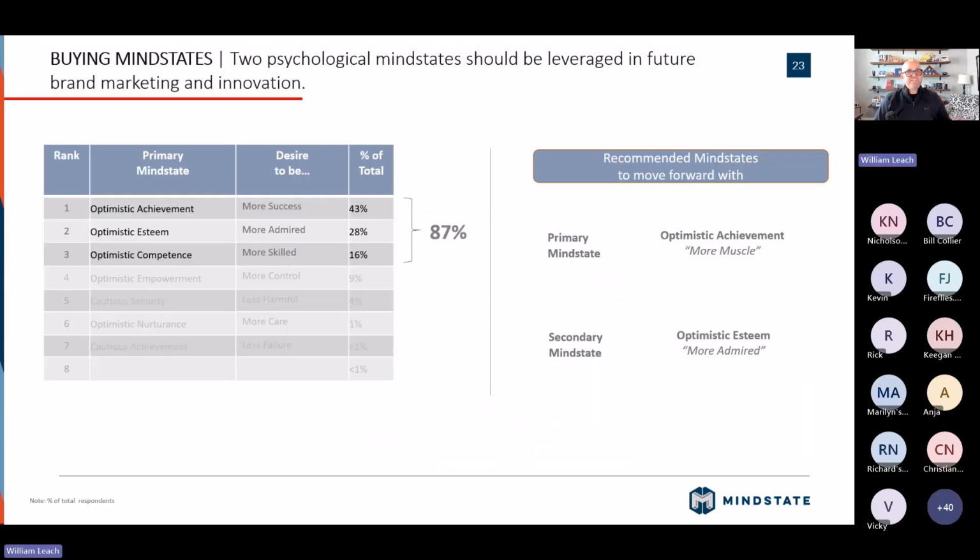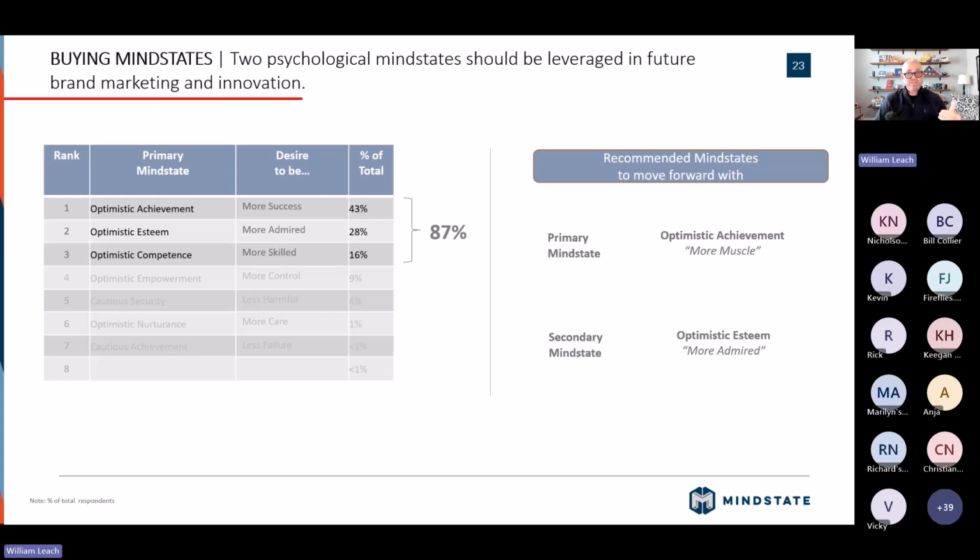So ultimately, we get to these buying mind states. And what we find is that there are three core mind states that drive category consideration and brand choice, right? They drive people to actually buy protein powders. If you understand these mind states, in this case, the number one mind state is the optimistic achievement mind state. Or if you also understand that you want to drive esteem associations using the optimistic esteem mind state, you now know how to craft new brand messaging and innovations so you can tap into these mind states.